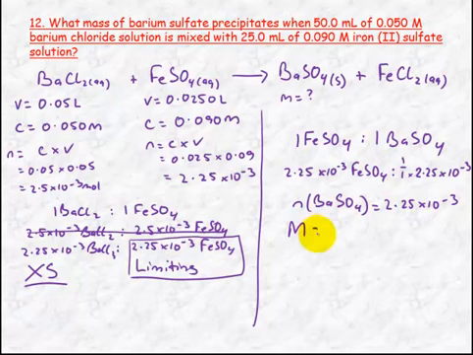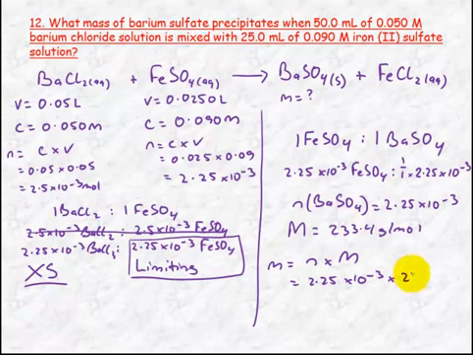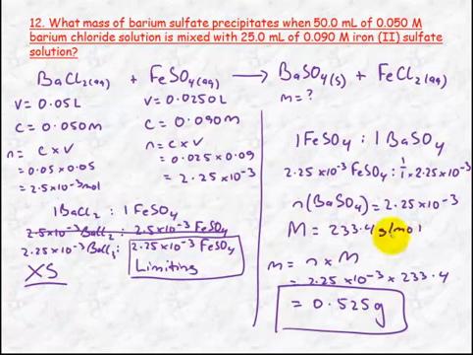Big M equals 233.4 grams per mole, which I just know from the periodic table. So the mass equals N times M, which equals 2.25 by 10 to the negative 3 times 233.4, which equals 0.525 grams. And that's our final answer. I always like at this stage to go back up, and mass, that's what I'm looking for. I've got my final answer.